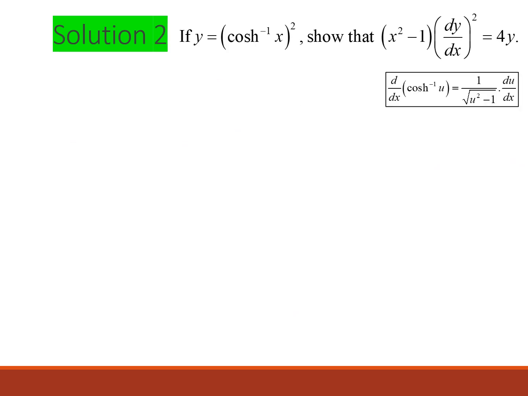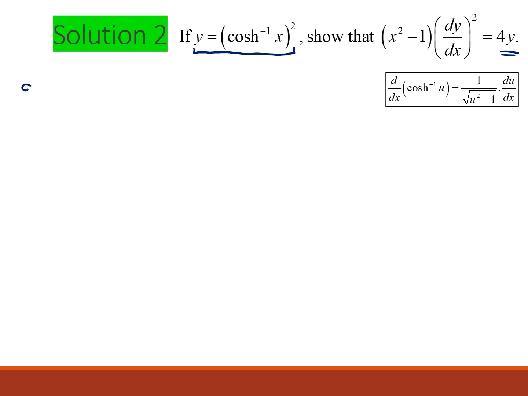The last question: if y equals inverse cos hyperbolic of x squared, we have to show that x squared minus 1 times dy over dx squared is equal to 4y. So what we need to do is find the dy dx of this, and then we substitute into this equation, and then we must make sure that the final answer will be equal to 4y.